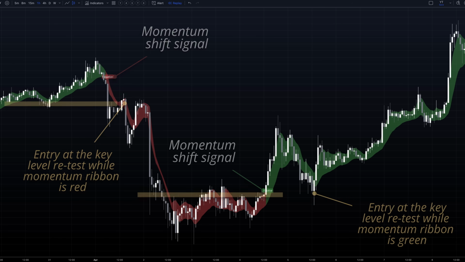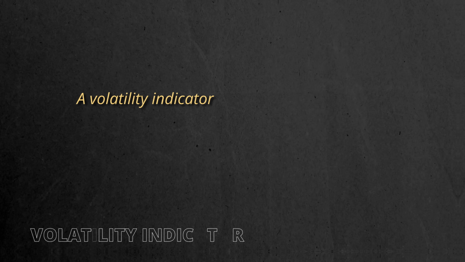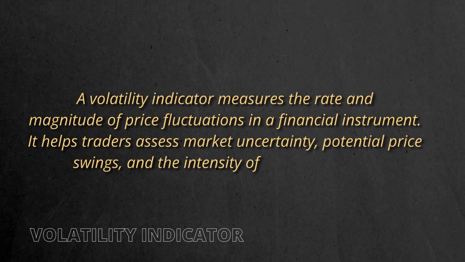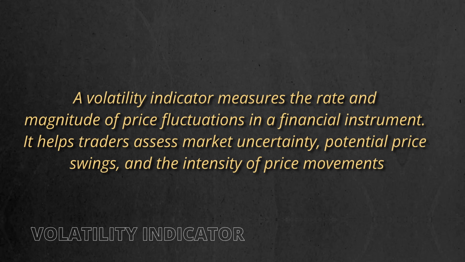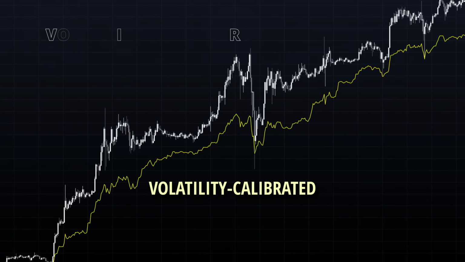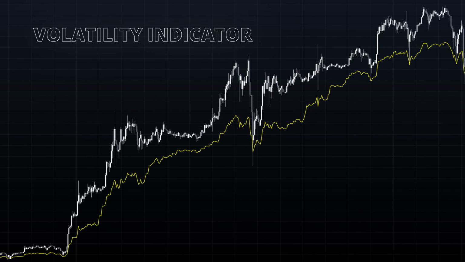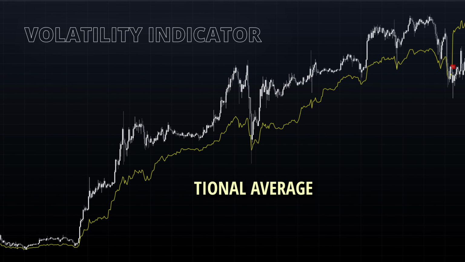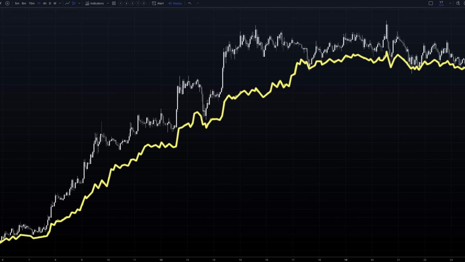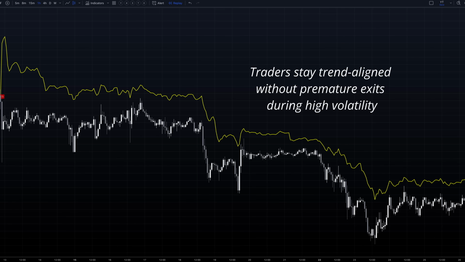traditional RSI. A volatility indicator measures the rate and magnitude of price fluctuations in a financial instrument. It helps traders assess market uncertainty, potential price swings, and the intensity of price movements. The Volatility Calibrated ATR is an enhanced version of the traditional average true range, designed to adjust for market volatility. This enables traders to stay aligned with the prevailing trend without being prematurely stopped out during periods of high volatility.